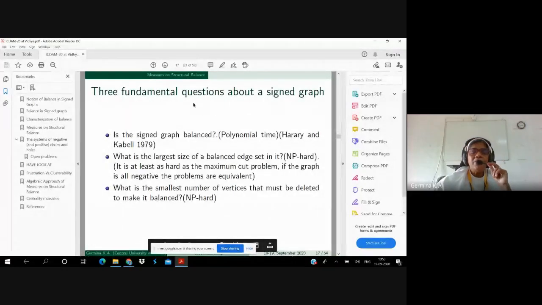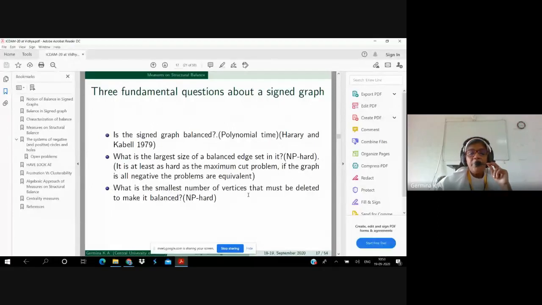So, three fundamental questions about the signed graph that can be asked are: is the signed graph balanced? We have already seen there is a polynomial time algorithm if it is planar. If the signed graph is not balanced, then what is the largest size of a balanced set in it? It is very difficult to compute. It is an NP hard problem because it is at least as hard as the maximum cut problem. If the graph is all negative, the problems are equivalent.